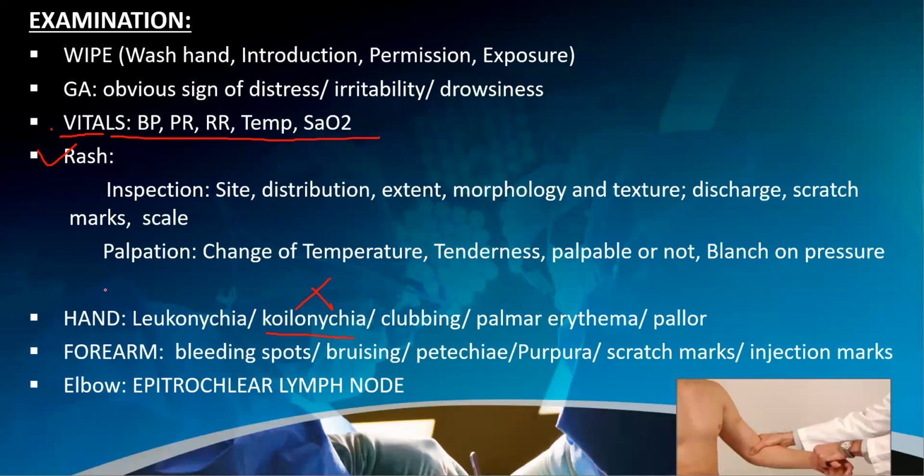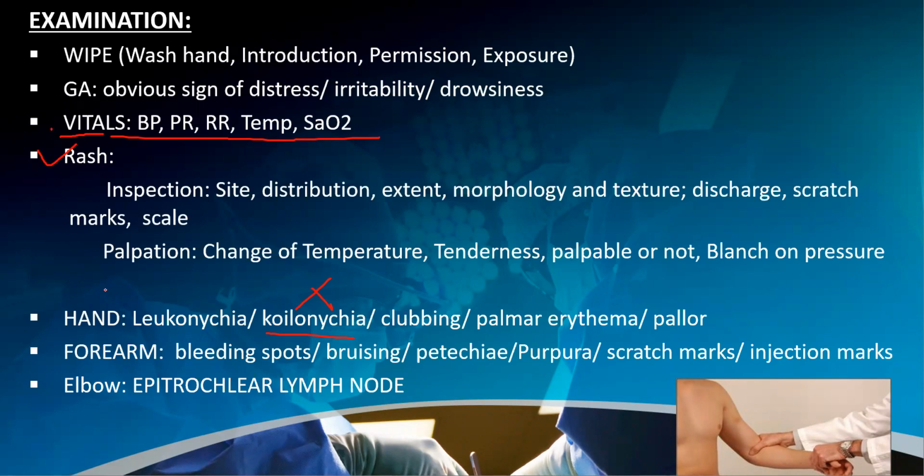Most importantly, you also need to have a proper exposure of this patient, and always try to say it to the parents whenever you are going to do that. Once you have done this initial approach, you will start your physical examination. First we start with general appearance. In the general appearance, mainly you look for any obvious sign of distress, irritability, or drowsiness, anything you can see obviously.